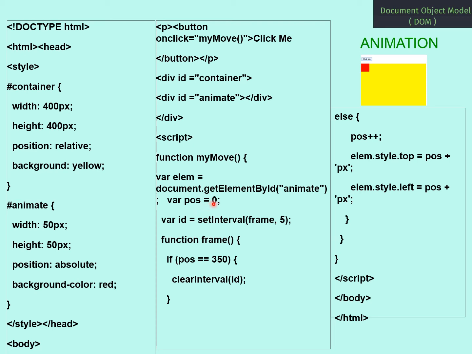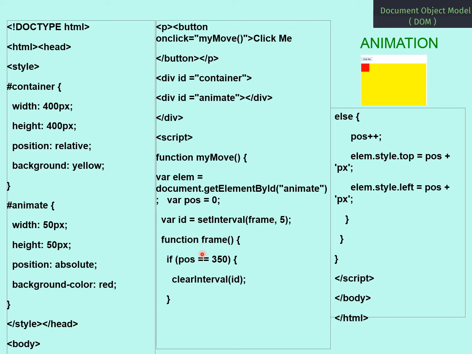Another variable is created, position is equal to 0. Variable id is equal to setInterval frame comma 5. So we are trying to create an interval for the corresponding frame of 5 milliseconds. Then we are trying to access the frame function. Frame is actually a function which is defined in the JavaScript. We can see what is inside the frame.